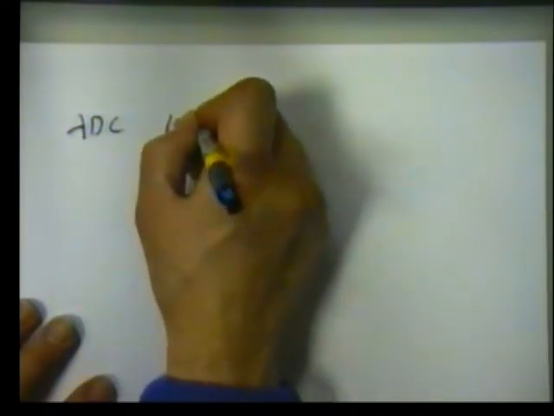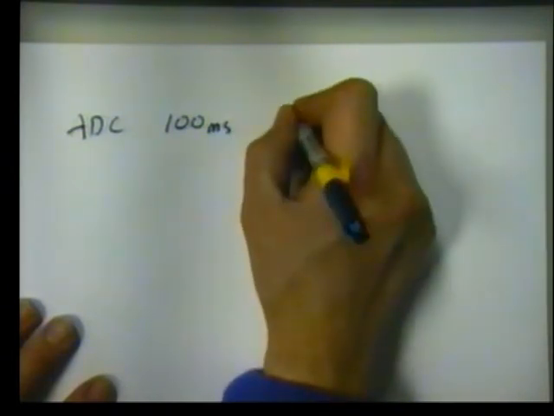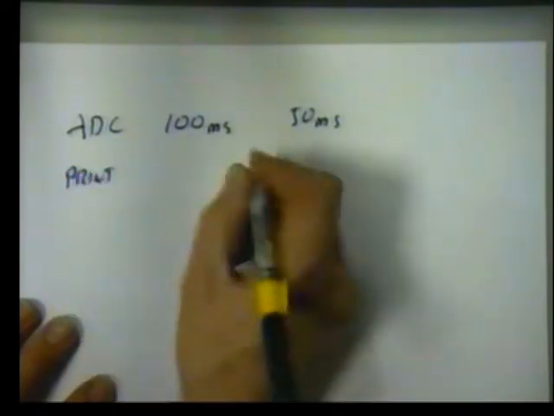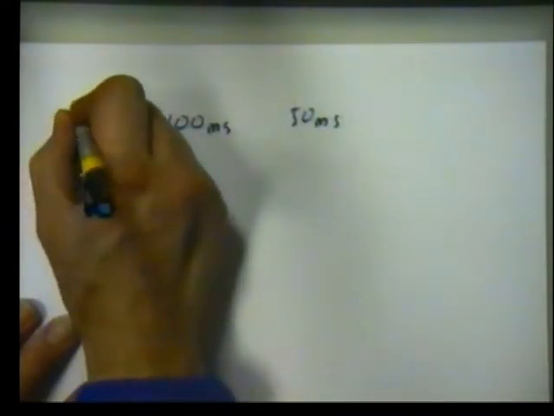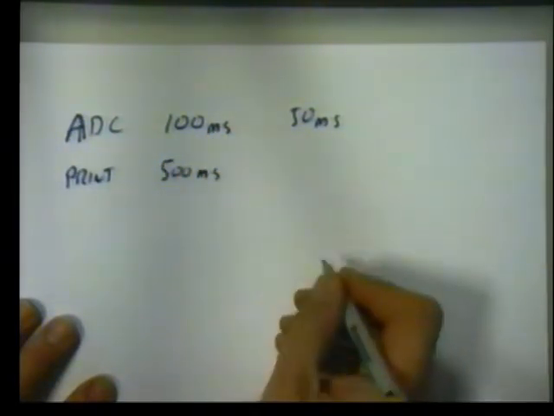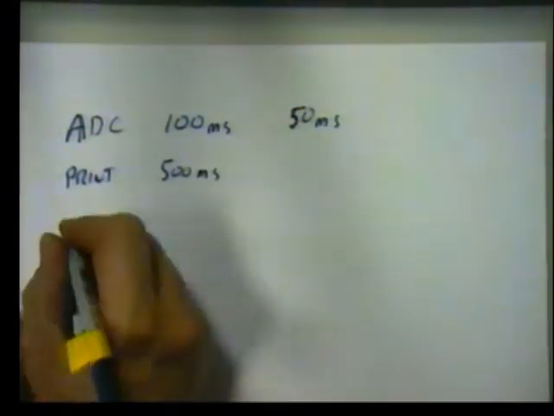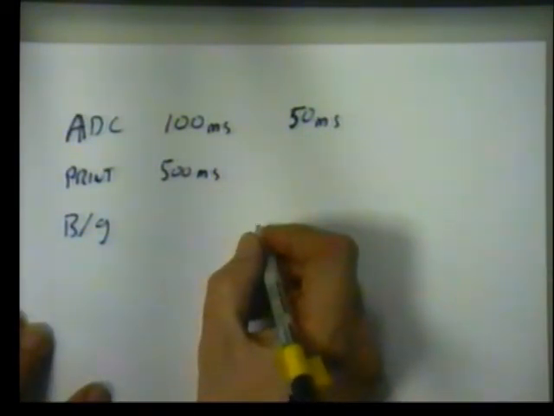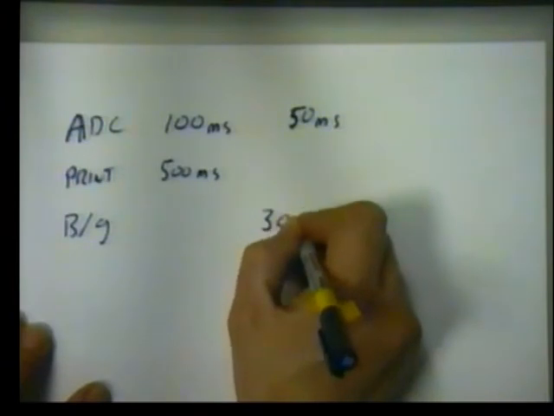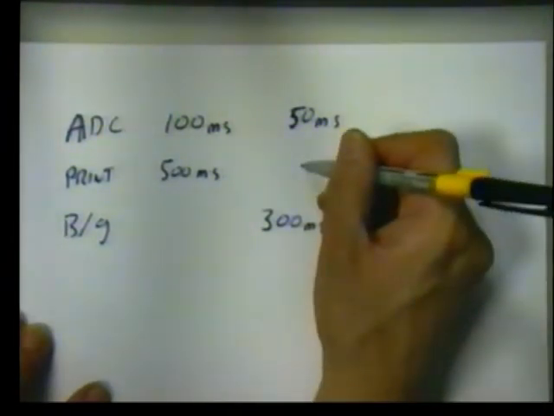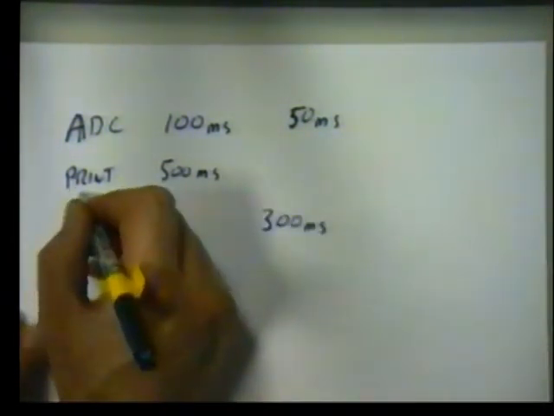We're given that we have an ADC, it occurs every 100 milliseconds, and it takes 50 milliseconds to complete. We have a printer routine, and it occurs every 500 milliseconds. This is all the information you would normally get. We have a background routine that we know in a 1 second period uses 300 milliseconds to do what it has to do. So the question would be, what is the maximum amount of time allowed for the printer?